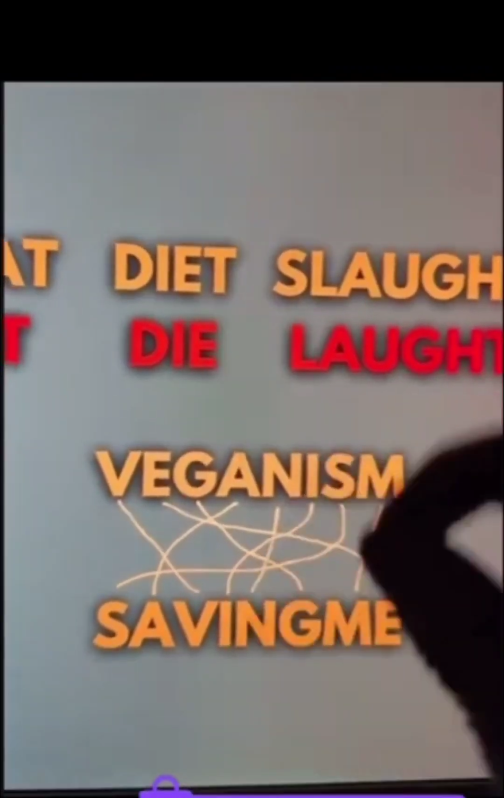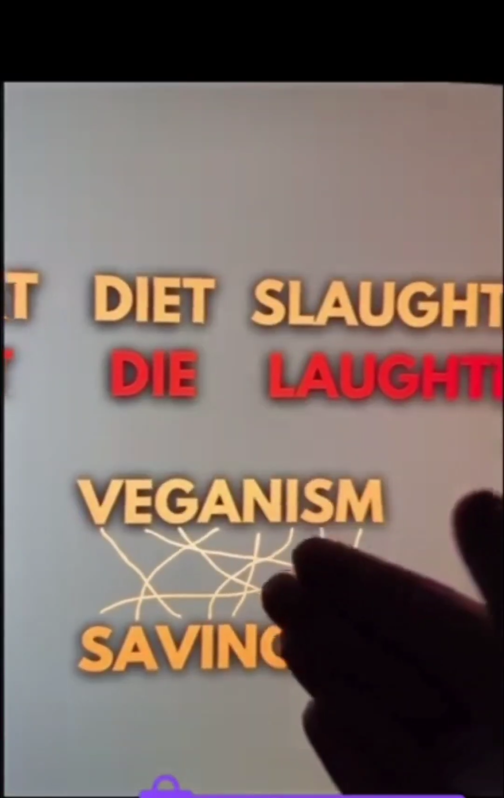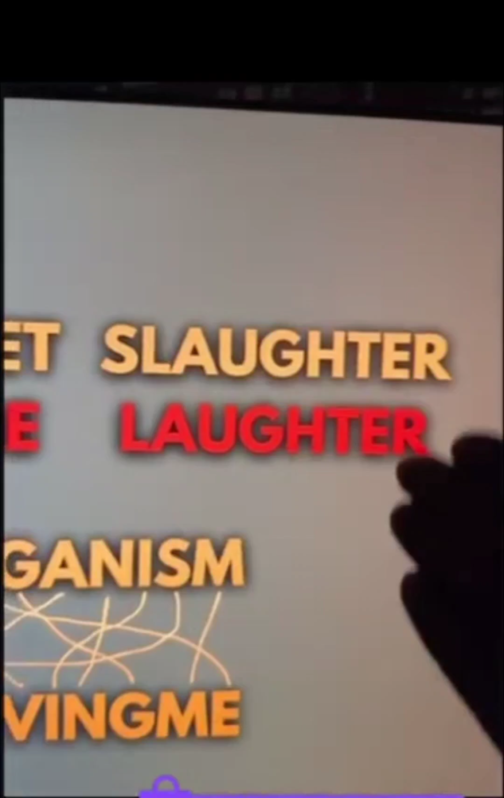Your cells every 90 days turn into the food that you've consumed. This is why the population is aging at a rapid rate, because the food that we are consuming is dead. When we eat electrical live foods, we age less. Slaughter has the word laughter because they want you to laugh at the slaughtering of animals.